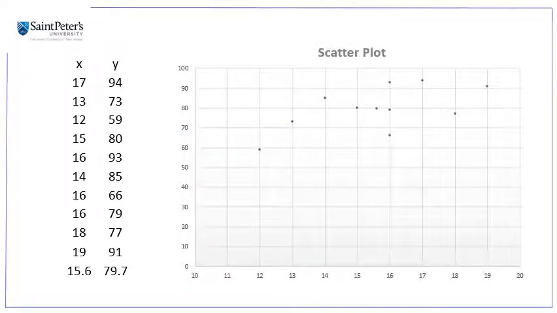And here is a simple example for you to understand how all this works. You can see these are the x values and these are the y values. We are making the scatter plot here. For 17, we are going to use 94, so it's 17 and 94 somewhere here. Then 13, 73. Similarly, we will plot all these points.